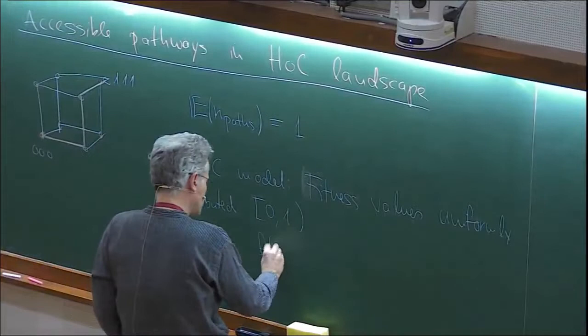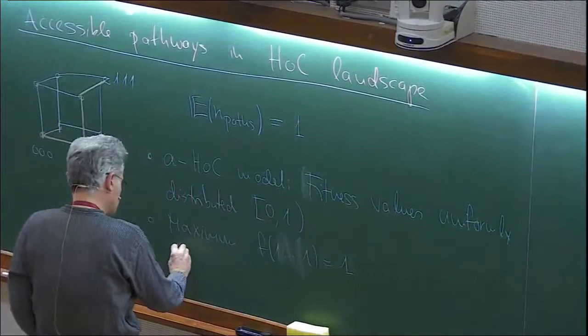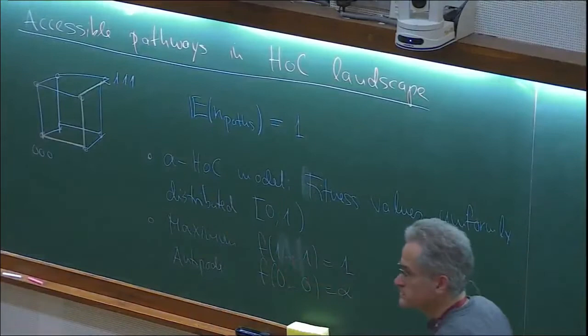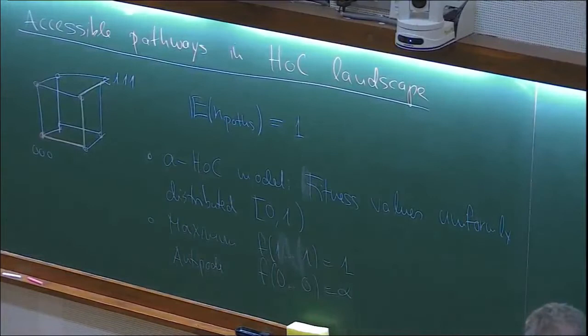Okay, so the sequence with all 1s is equal to 1. And the antipode gets fitness alpha. Right, so the antipode, the sequence with all zeros, gets the fitness alpha. And alpha is a parameter between 0 and 1. Okay, so when alpha is equal to 0, then this point has very low fitness, and as I increase alpha, the fitness gets larger. And so now I can again calculate the probability that a given path is accessible.